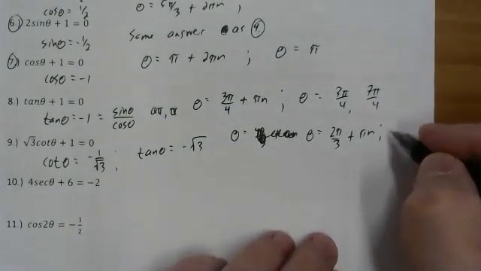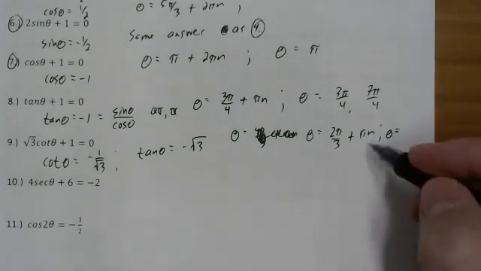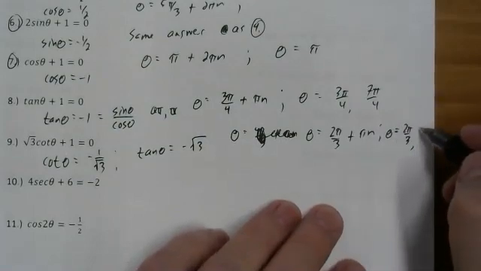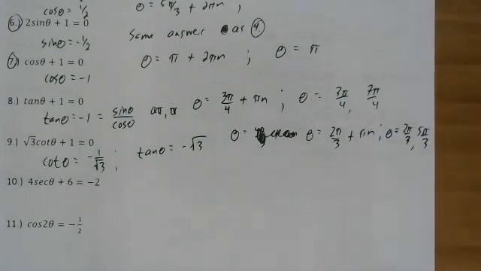So now, if I put in a 0, you get 2 pi over 3. If I put in 1, you get 5 pi over 3. And then after that, you're outside the interval.